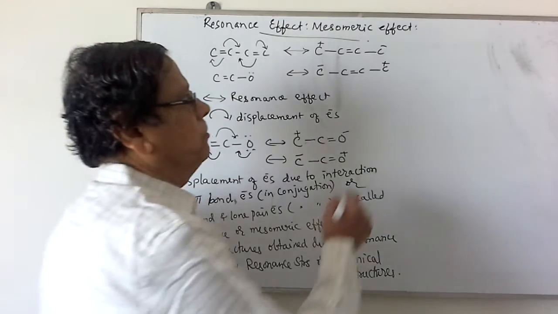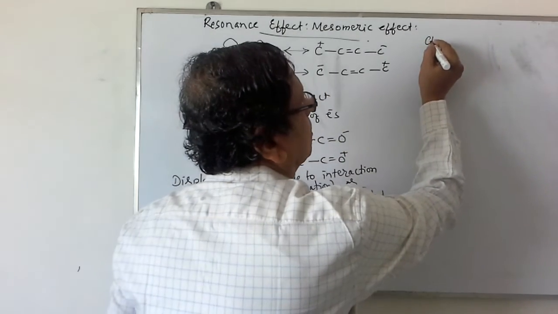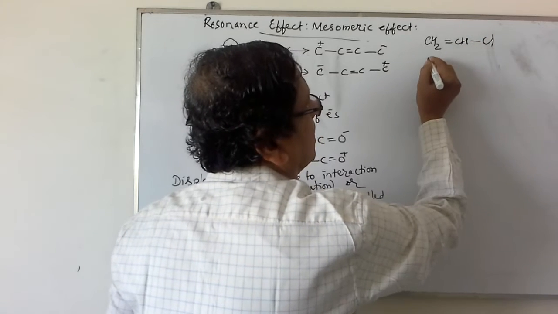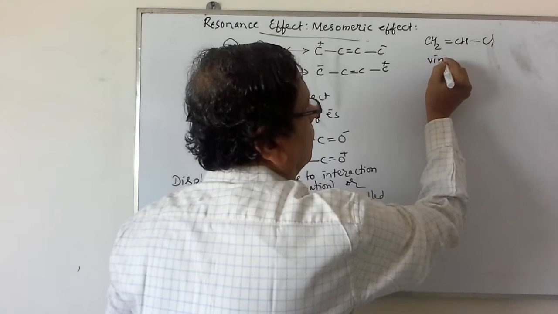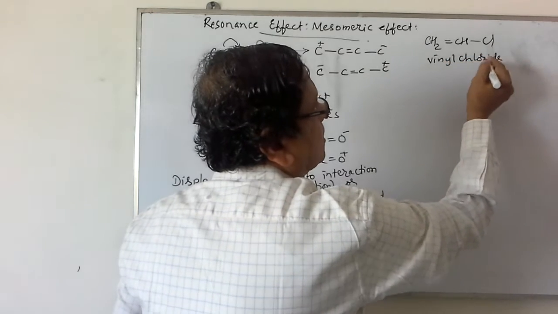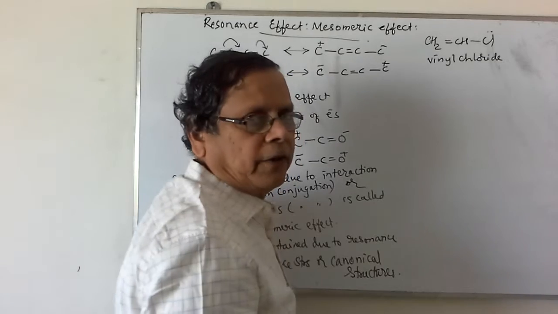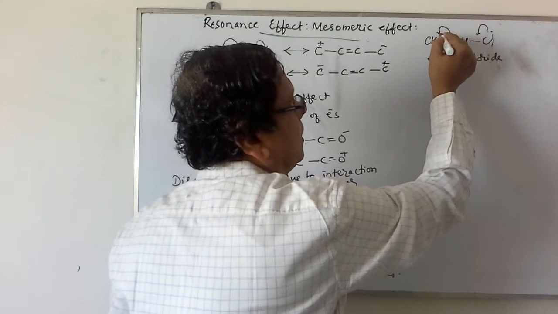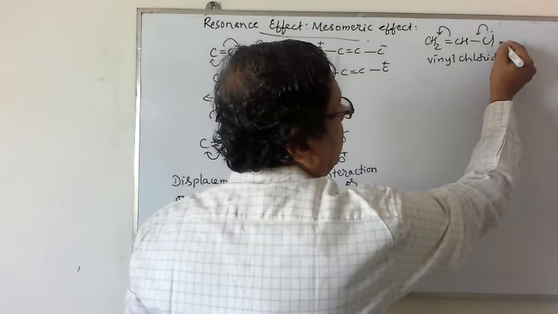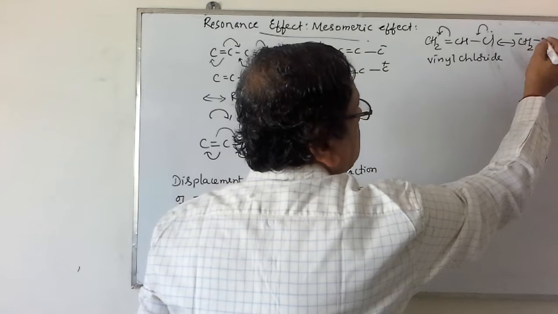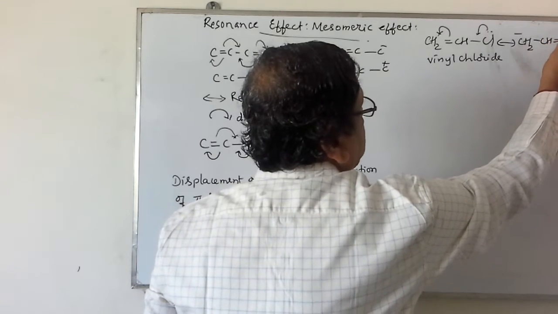Now let us consider one more example. CH2 double bond CHCl. This is actually vinyl chloride. Since this chlorine carries the lone pair of electron, this can interact with this carbon double bond. That's why we get CH2 negative charge, CH double bond Cl plus.